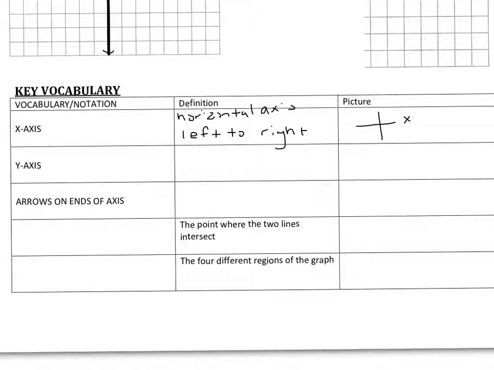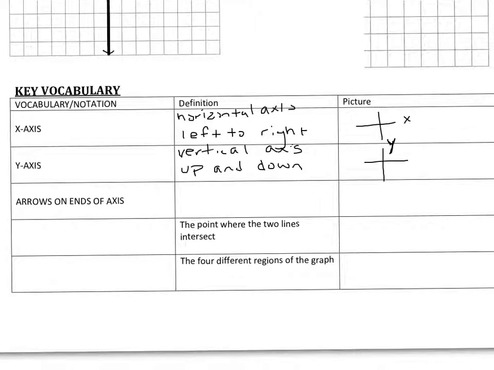Next, we have the y-axis. That is the one that runs up and down, or the vertical axis. So this is the vertical axis. It's the one that runs up and down. That would be the one here.